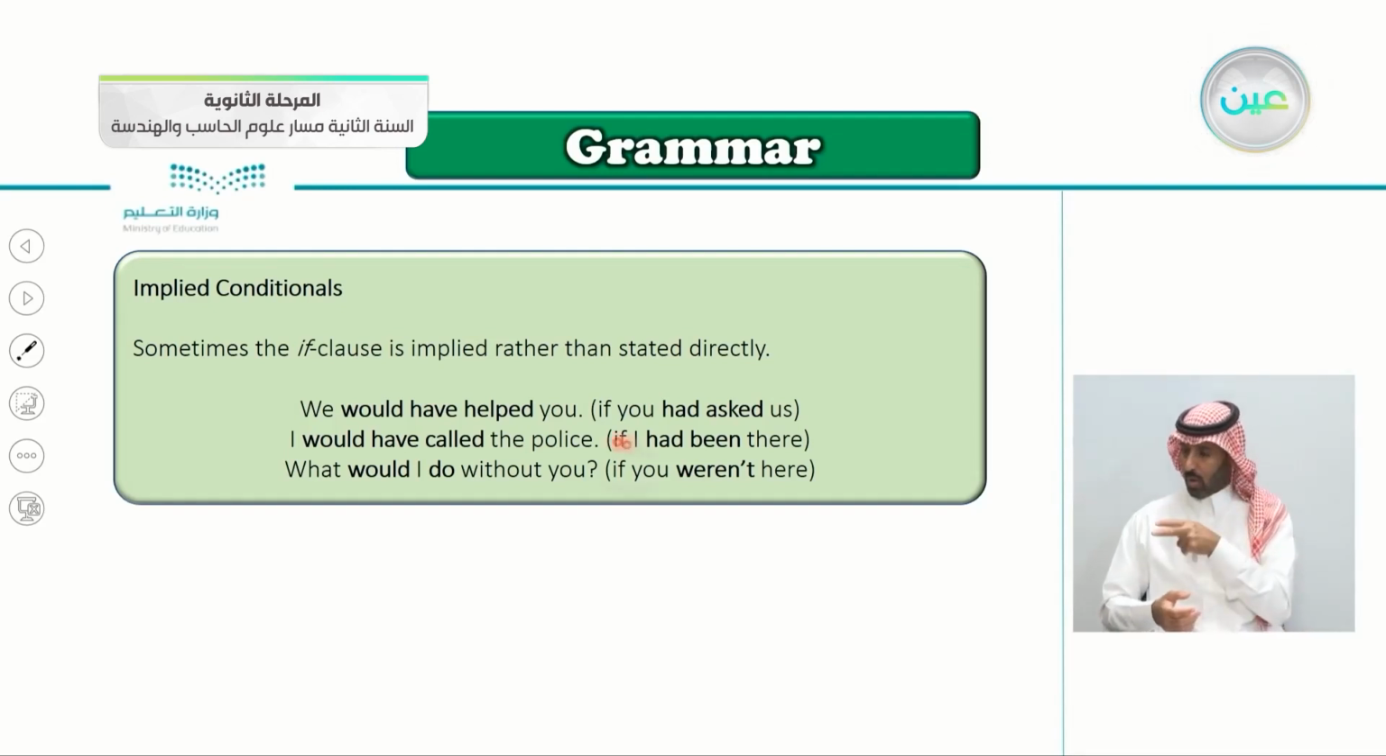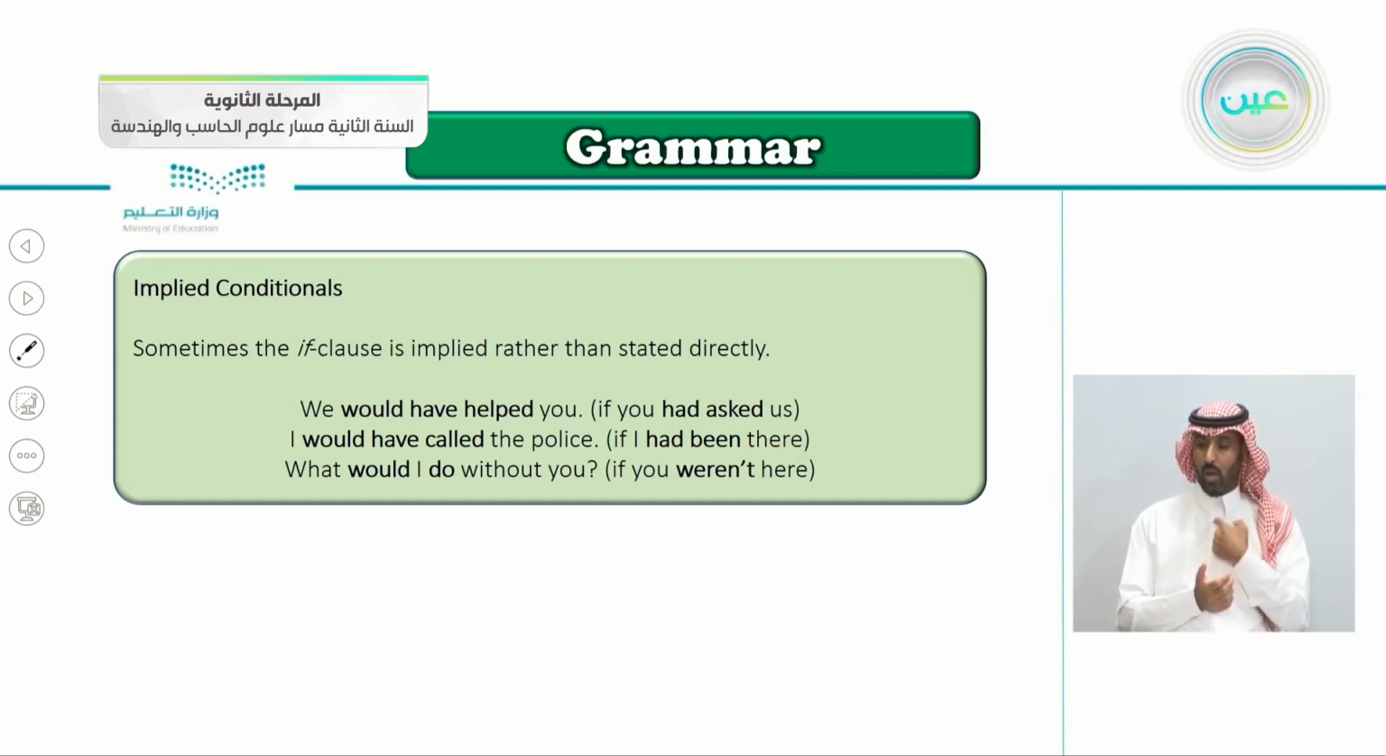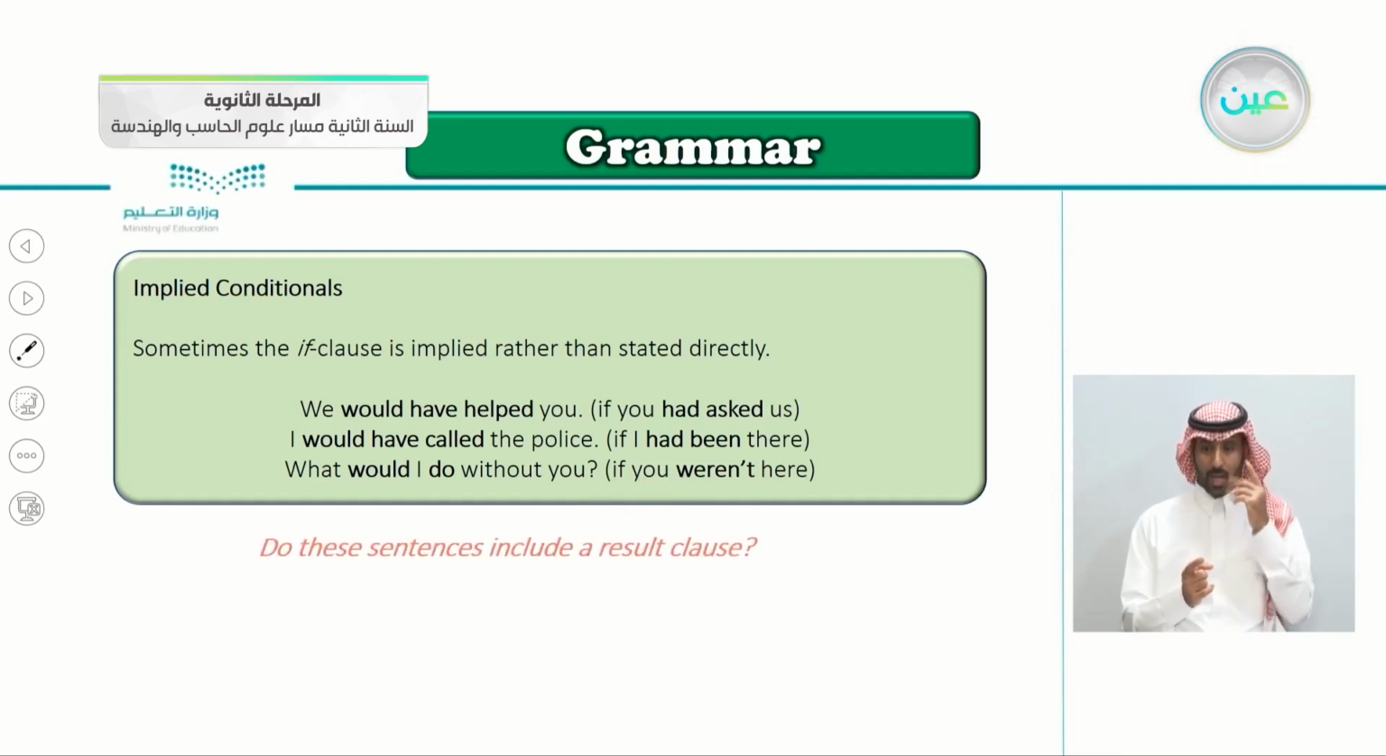So this is the if clause. You don't have to say it. It's implied. I would have called the police. What would I do without you? So the if clause here is, if you weren't here. This is what it means to imply something. It means that you understand it. That's why you don't have to say it.